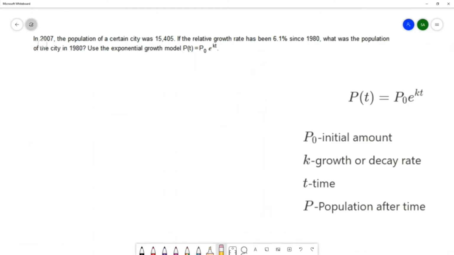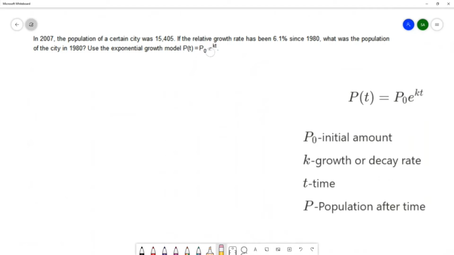For this question, we have a word problem related to population growth. In 2007, the population of a certain city was 15,405. If the relative growth rate has been 6.1% since 1980, what was the population of the city in 1980? Use the exponential growth model P of t equals P naught e to the kt.